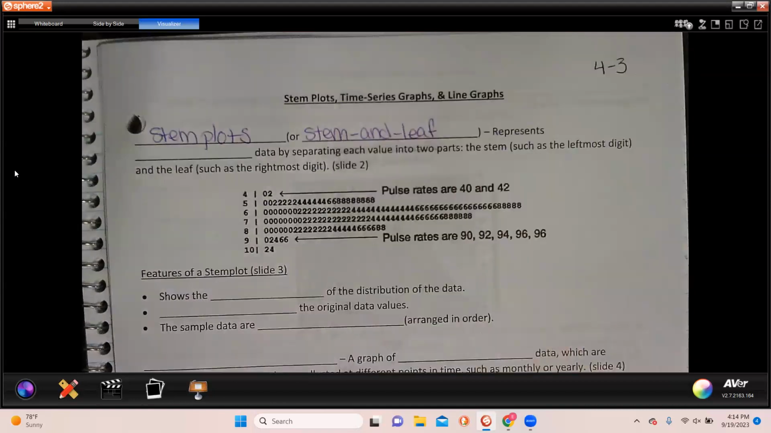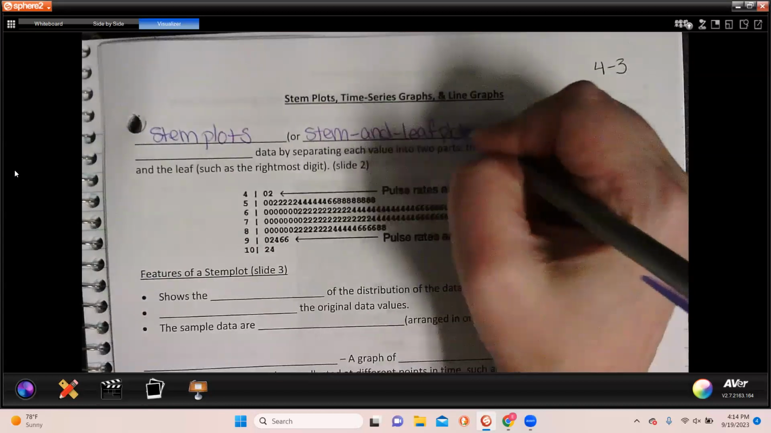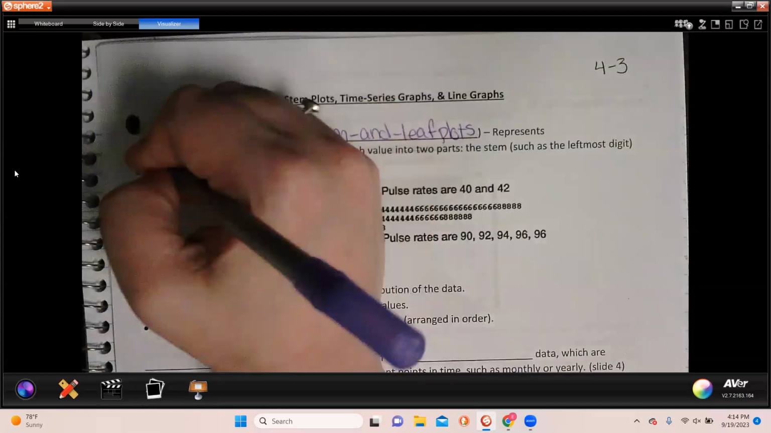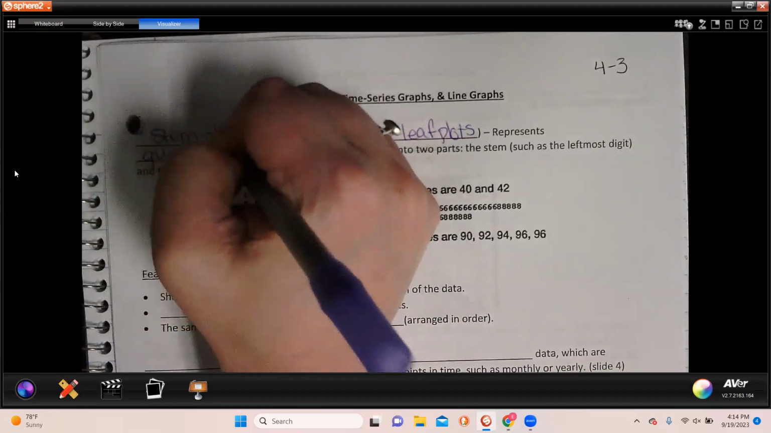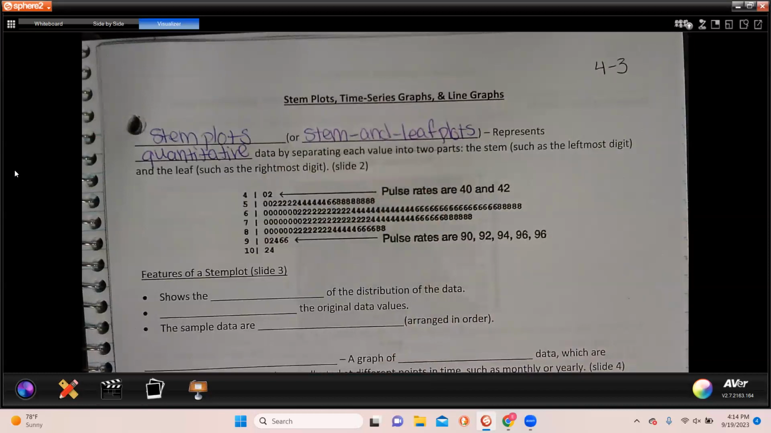All right, so stem plots are also called stem and leaf plots. These represent quantitative data only. There's only two forms for categorical data. It's the pie chart and the bar graph. For quantitative data, there's a lot more. So we start with the stem plots.